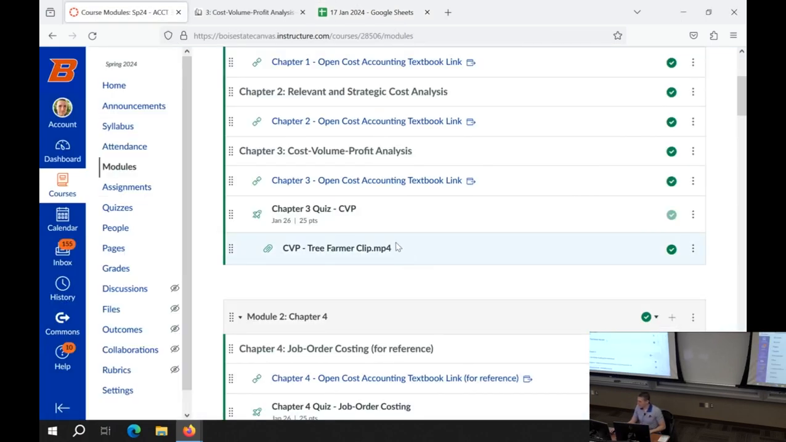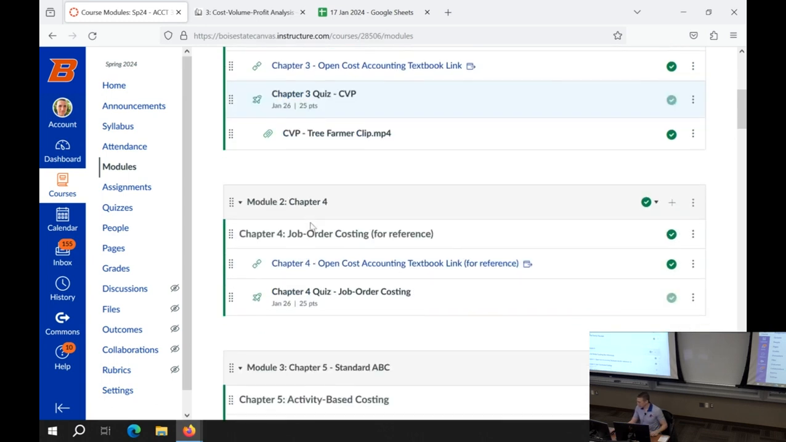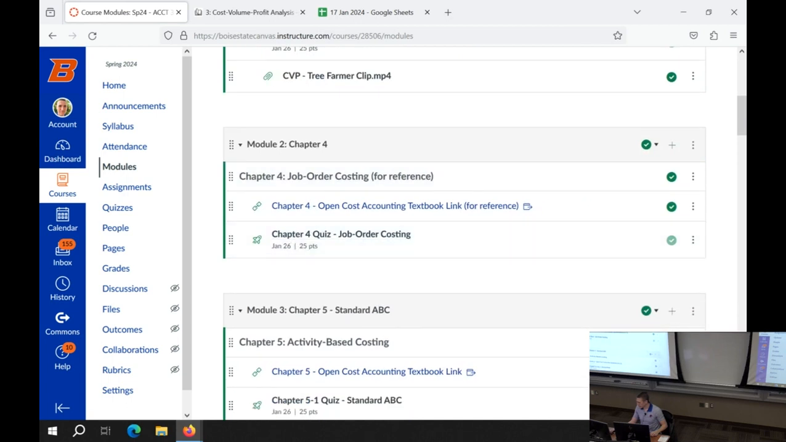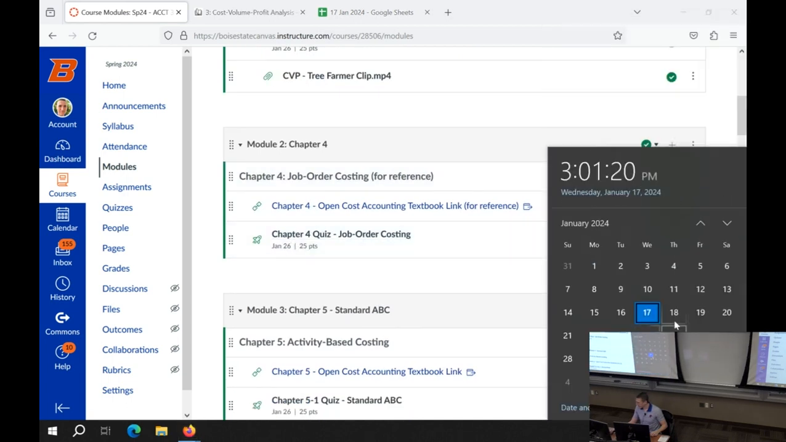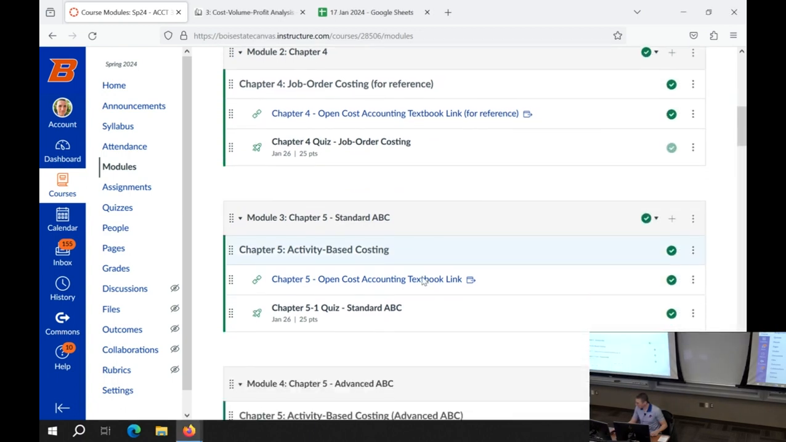All right, so let's look through here. I extended the deadline for Chapter 3 since last Wednesday was canceled. It's due on the 26th. If we talk about Chapter 4, it's also due on the 26th. So not this Friday, the 19th, which it would have been. Both of them would have been this Friday. Instead, they're going to be due the 26th.